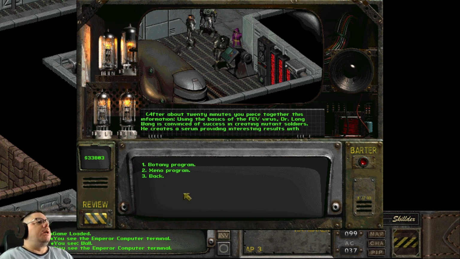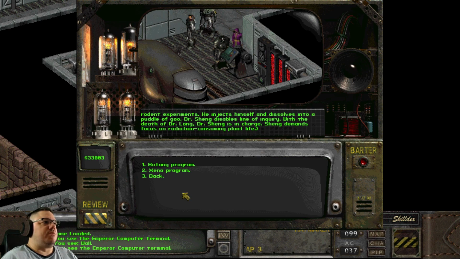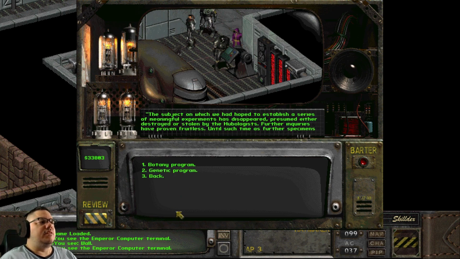Genetic program. After about 20 minutes, you piece together this information. Using the basics of the FEV virus, Dr. Long Wang is convinced of success in creating mutant soldiers. He creates a serum providing interesting results with rodent experiments. He injects himself and dissolves into a puddle of goo. Dr. Shang disables line of inquiry. With the death of Dr. Long, Dr. Shang is in charge. Shang demands focus on radiation-consuming plant life. Oh, interesting.